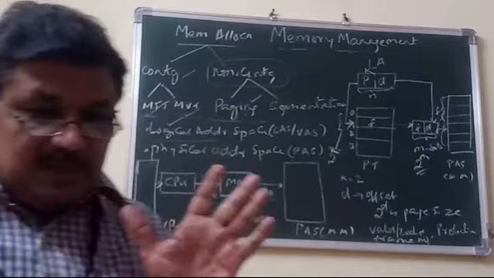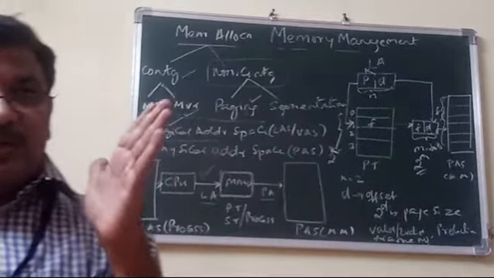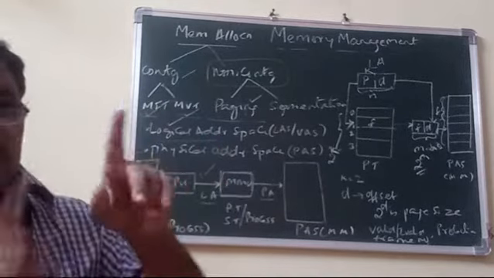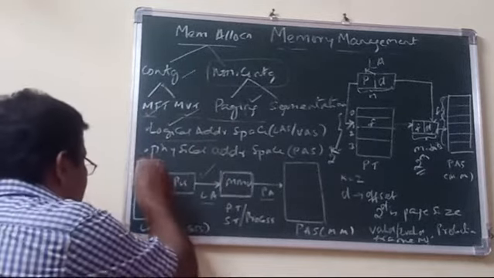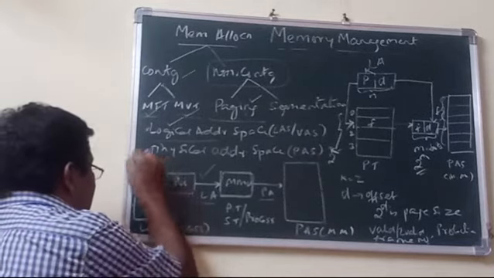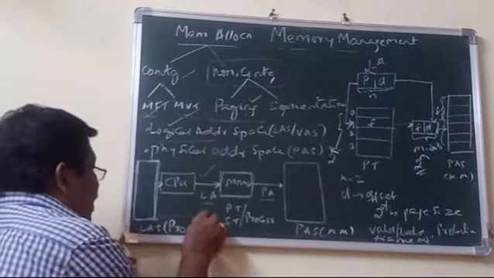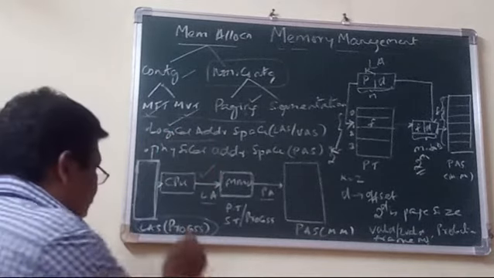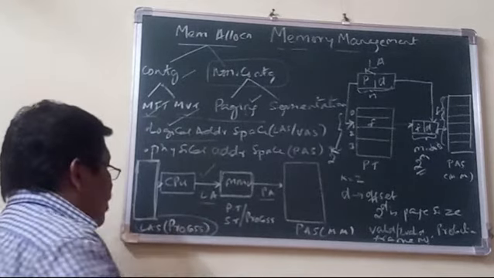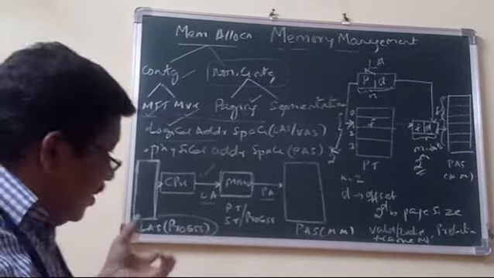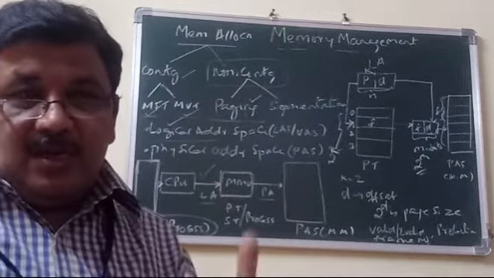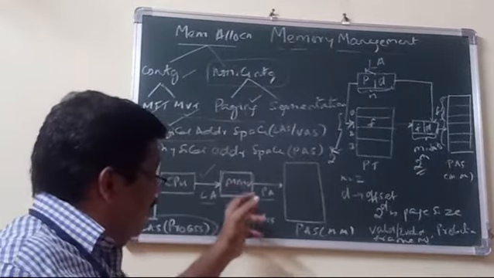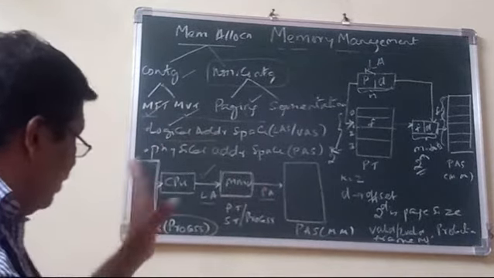So the logical address space is whatever addresses are generated by the CPU. Assume that this is the logical address space, the memory required by the user program. Once the CPU takes your program for execution, it keeps on generating logical addresses. Every logical address has to be converted into a physical address by using the memory management unit.